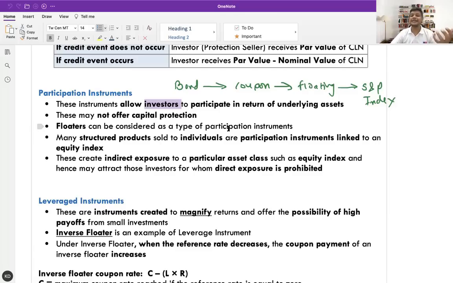Floaters can be considered as a type of participation, where the coupons are floating rate. Many structured products sold to individuals are participation instruments linked to an equity index, like I showed here. These create indirect exposure to a particular asset class such as equity, and hence may attract investors, especially those for whom it's prohibited to directly have an exposure. Is that clear, everyone? Correct.